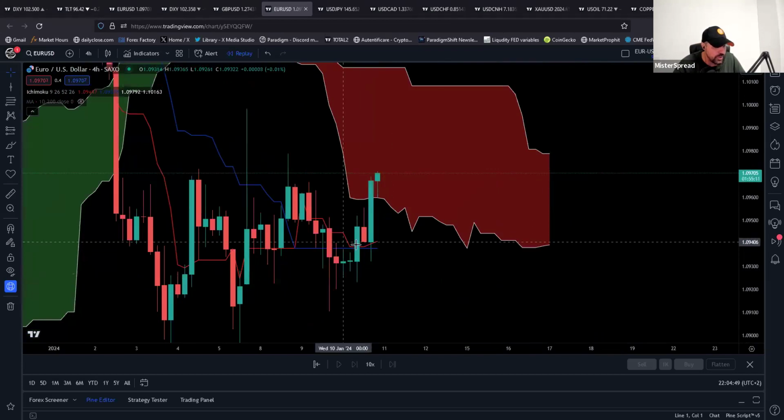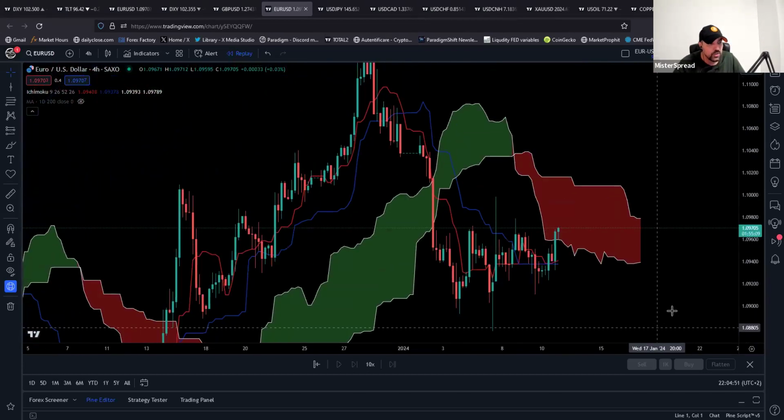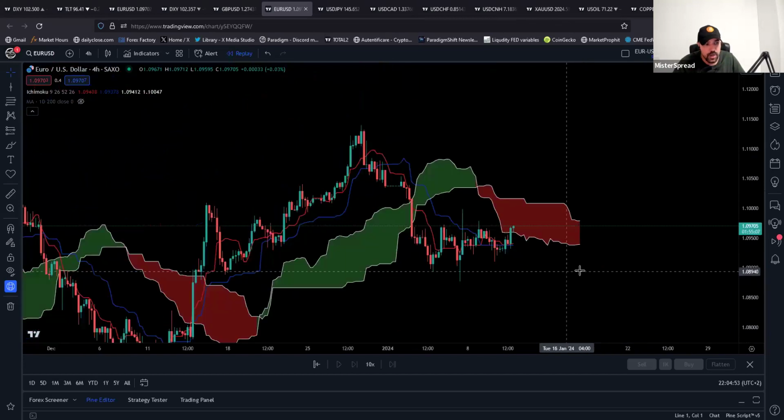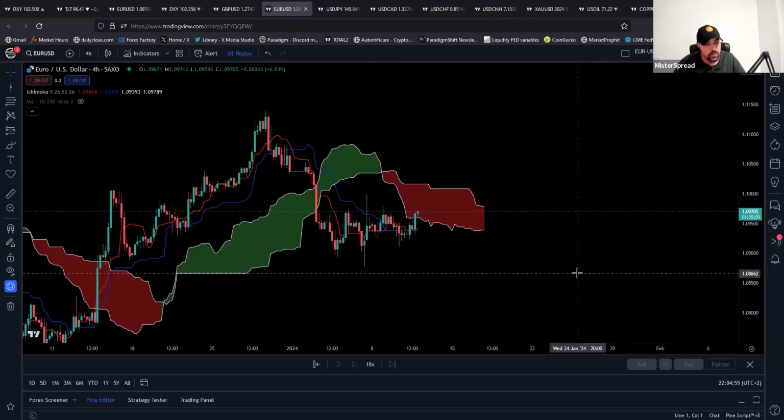No, there is no crossover here. The conversion line was still above this one. So I would not trade here. I would not trade euro dollar here. I would not take a trade on euro dollar here.